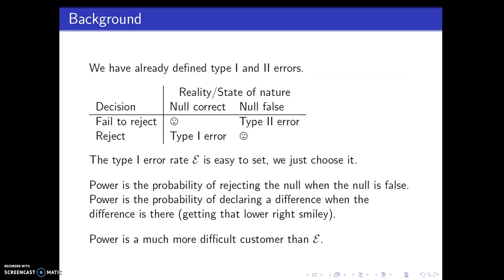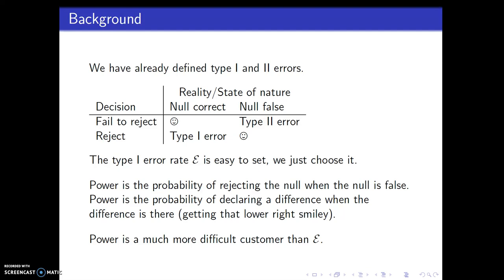Okay, so we've already defined the nature of type 1 versus type 2 errors. Remember, if we reject a null hypothesis when in fact it's true, that's a type 1 error. If we fail to reject a null hypothesis when in fact it's false, that's a type 2 error, nicely summarized in this table. So type 1 error rate, which Gary uses epsilon for, is easy to set. We just choose it. We often choose 5%, right? Because that's a well-accepted norm in research.